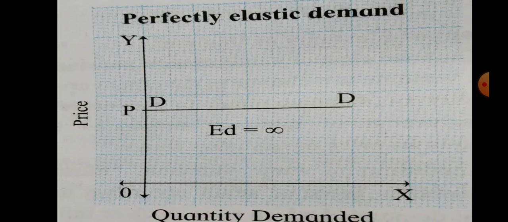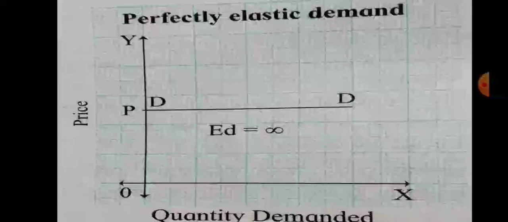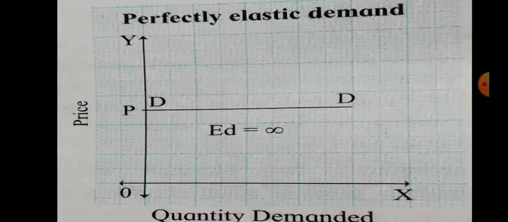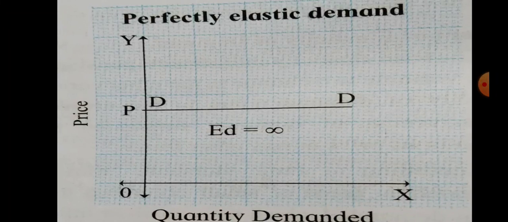First type is perfectly elastic demand. Let us see this diagram. On the y-axis we measure price, and on the x-axis we measure quantity demanded. So what happened in this diagram? At given price OP, quantity demanded goes on rising infinitely. So here the numeric coefficient in perfectly elastic demand is ED is equal to infinity. And what about the shape of the demand curve? The shape of the demand curve is horizontal to the x-axis.